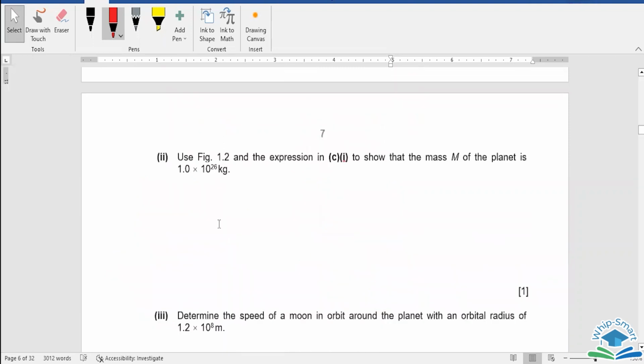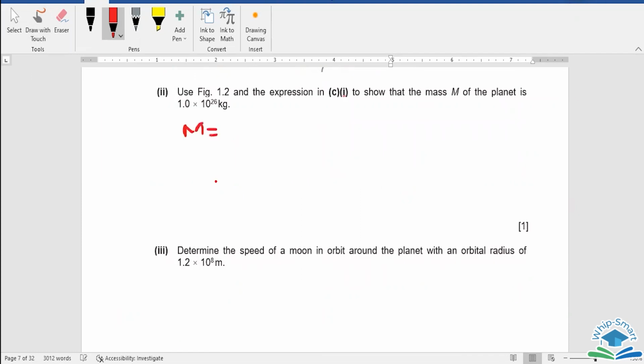Part 2 says use figure 1.1 and the expression in C part 1 to show that the mass of the planet is 1 into 10 power 26 kg. Using the expression from the last question, M is equal to gradient upon G. As we know, the value of capital G is 6.67 into 10 power minus 11 newton meter square per kilogram square. Now we need to find the value of the gradient.